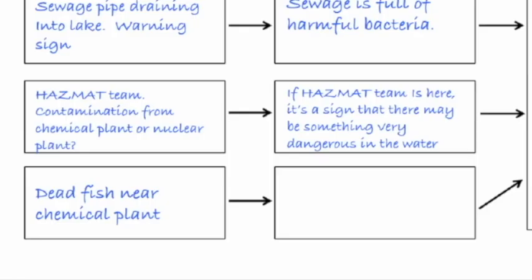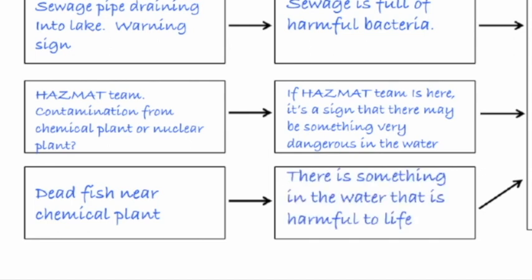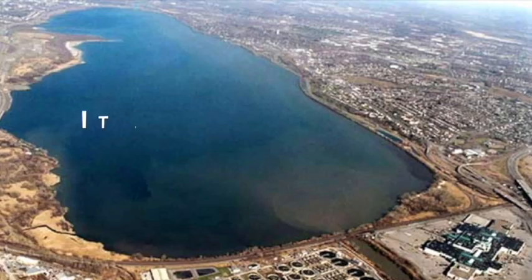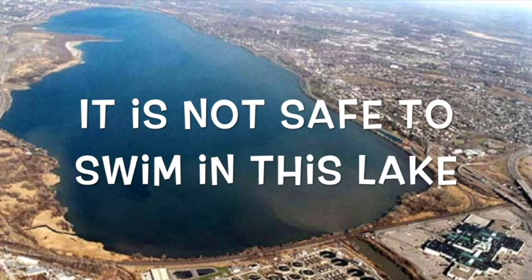Finally, we have a bunch of dead fish near the chemical plant. This implies that there is something in the water that is harmful to life. And if there is something in the water that is harmful to life, it is not safe to swim in this lake. So now let's take a closer look at the way you will be writing these up.